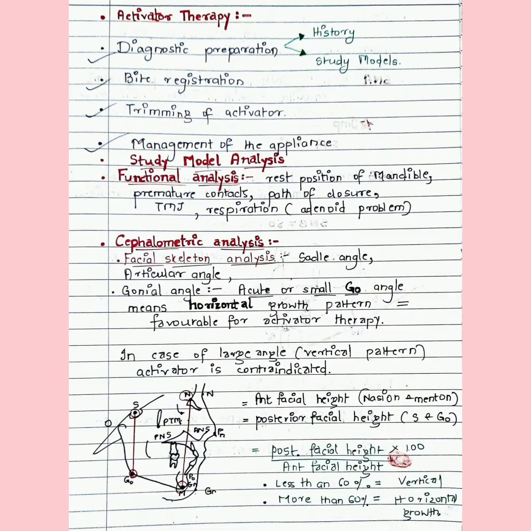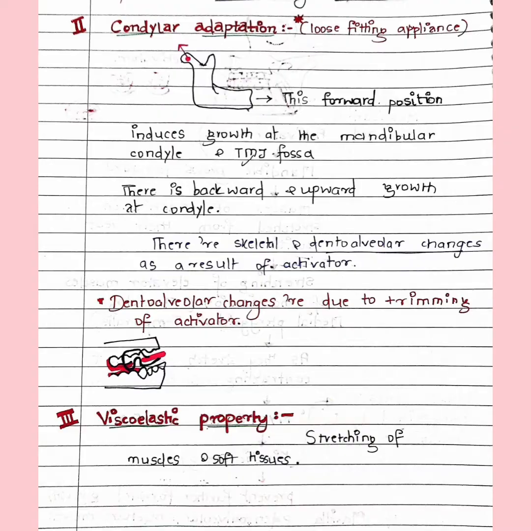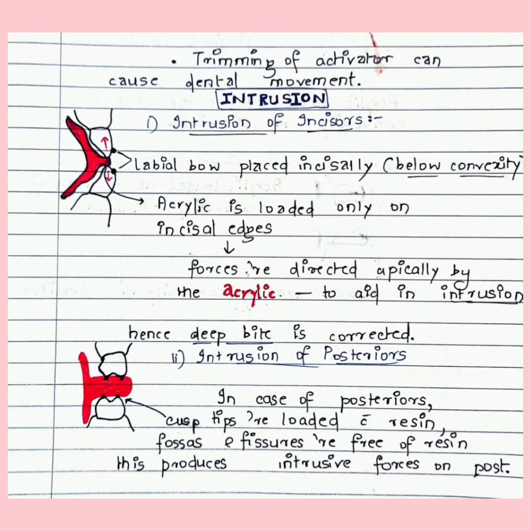We discussed the activator, its construction, mechanism of action, and the Harvold activator. This video will be talking about trimming of the activator, which can cause dental movement. After the activator has been carefully evaluated for proper fit in the patient's mouth, appropriate trimming is then carried out. The acrylic is trimmed selectively according to the occlusal needs.